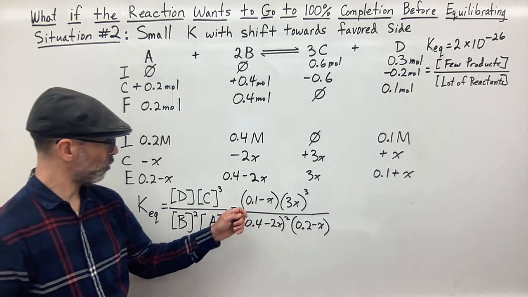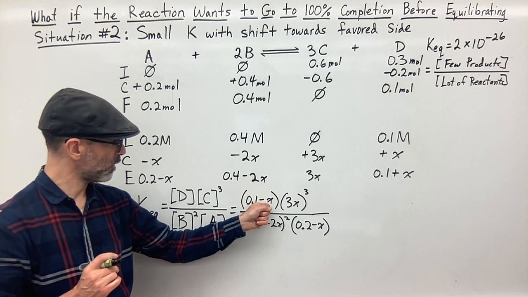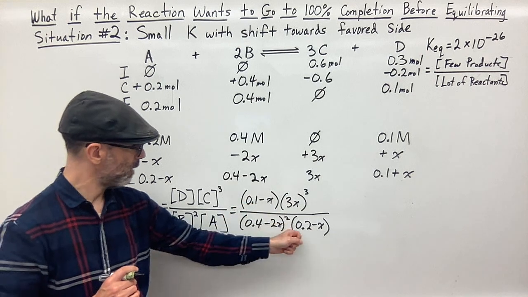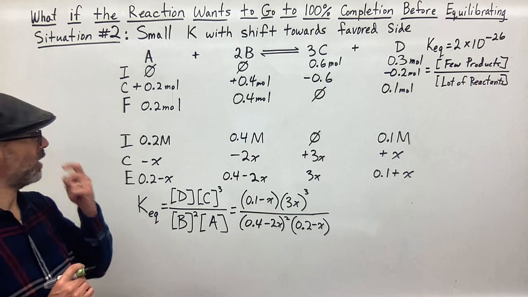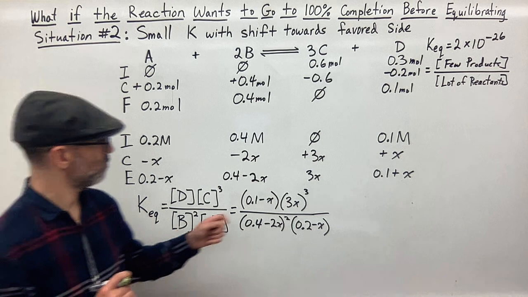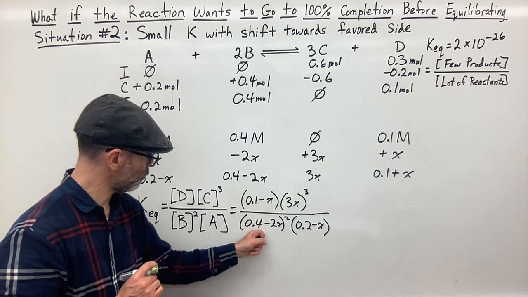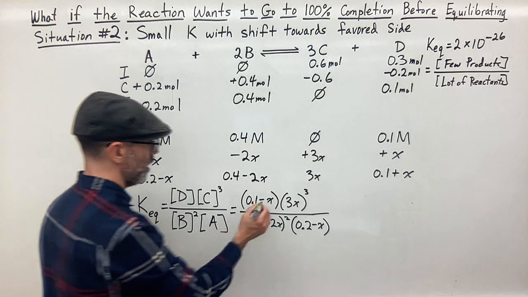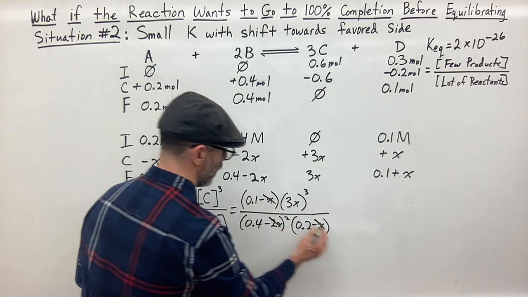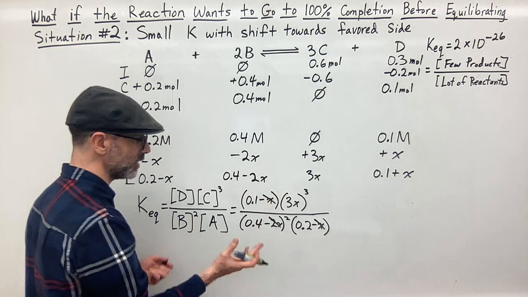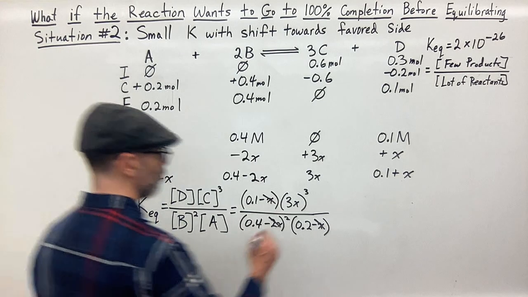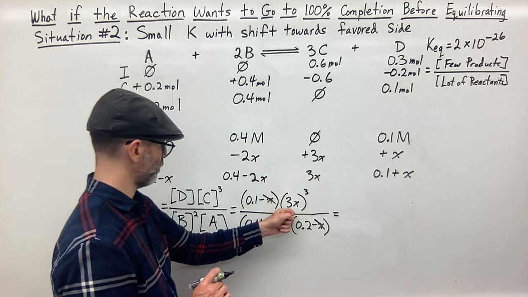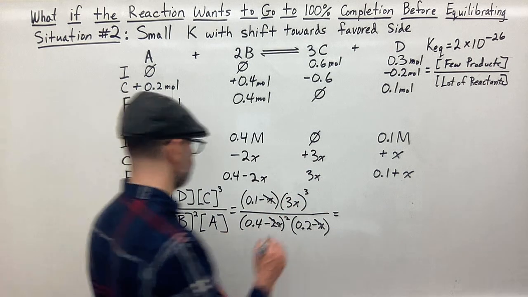Okay, so now, since I know that x is going to be very tiny compared to the initial concentrations, 0.1, 0.4, 0.2, I can eliminate or neglect x. So I'm going to get rid of x here. I've got to keep that x because I'm not subtracting it from anything. So then what this becomes, simplified, 3 cubed is 27. That's going to be 27.